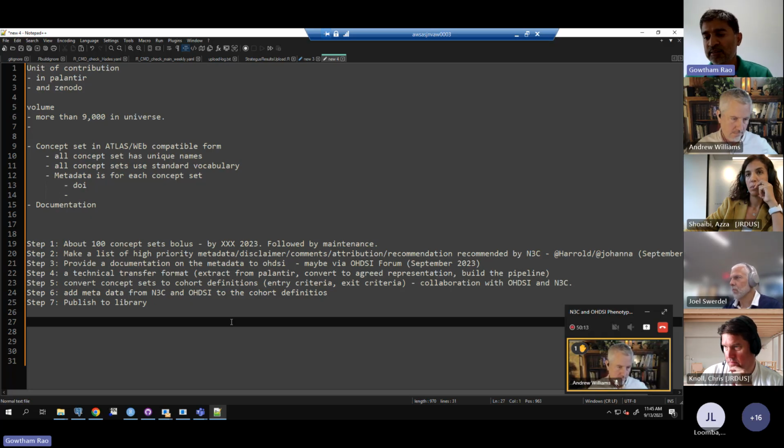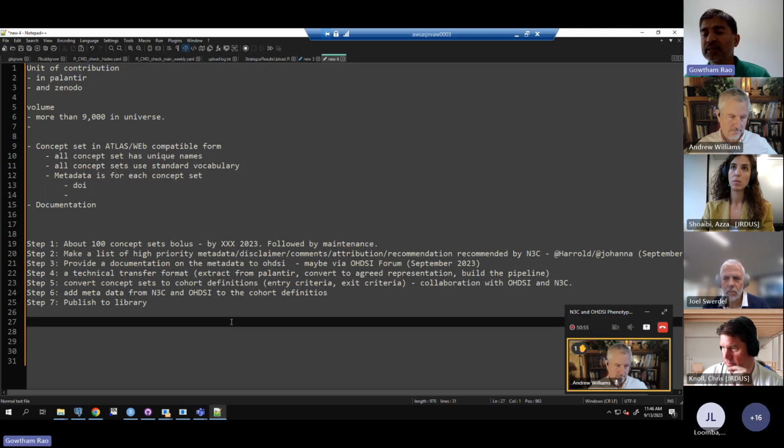Step one, we all agreed we have about 100 concept sets that N3C would like to contribute and the OHDSI community is interested in. We would like to achieve that by a certain amount of time where that is exposed to the OHDSI community. Right now it is within the Palantir infrastructure and some of it is exposed in the Zenodo infrastructure. It appeared to me based on my preliminary review that Zenodo has it in PDF format, which means that it's not computer readable. So we need to have it extracted in a more computer readable format. So step one, find those 100 concept sets that N3C would like to contribute to the OHDSI community.